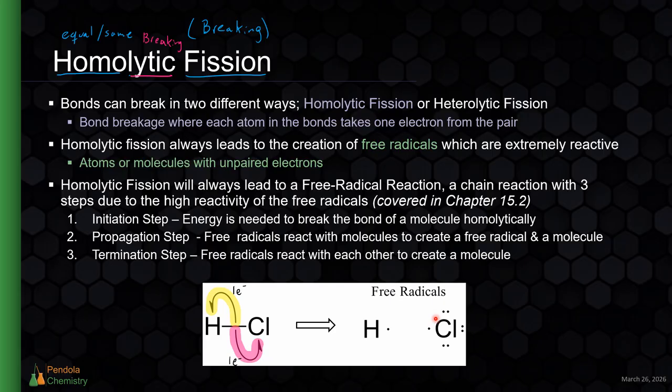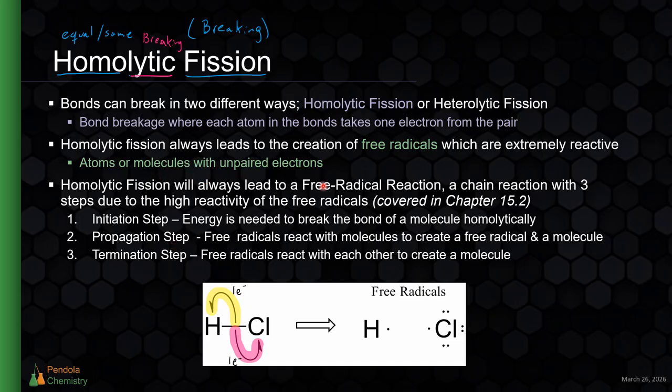That unpaired electron is extremely reactive. It's extremely unstable in chemistry in the atomic world. And so these free radicals are going to create reactions that create chain reactions because they don't want to exist. They want to react and therefore not be free radicals anymore. The homolytic fission is always going to lead to these free radicals because that bond being broken evenly means that these atoms are going to get one electron that is not paired up.